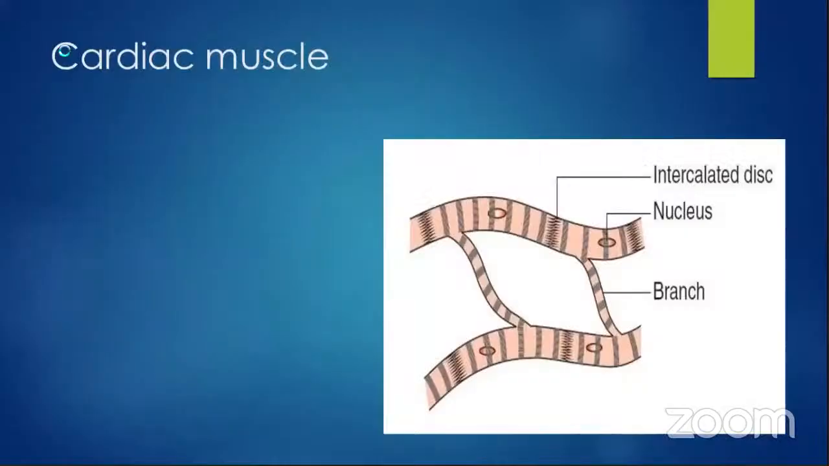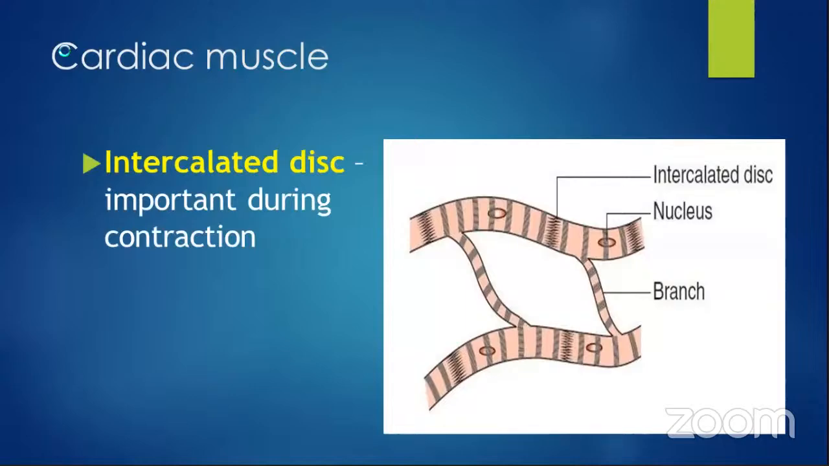The cardiac muscle fibers branch and connect with branches of other fibers. At the point of contact between two cardiac muscle fibers, the membranes of both fibers show an extensive series of folds. That is called the intercalated disc. These intercalated discs are important during contraction of cardiac muscle.